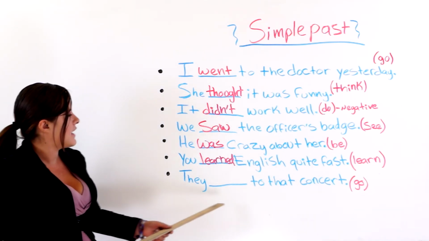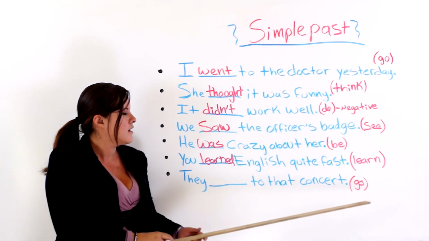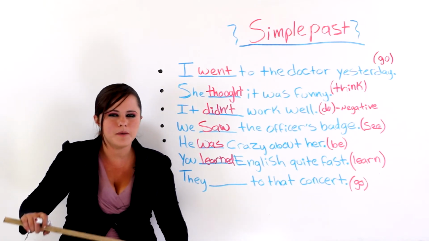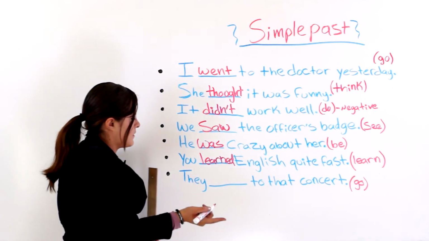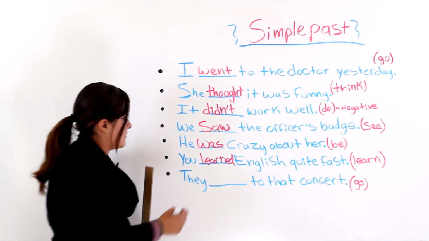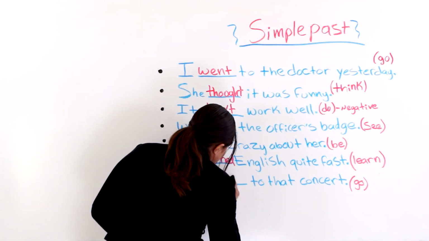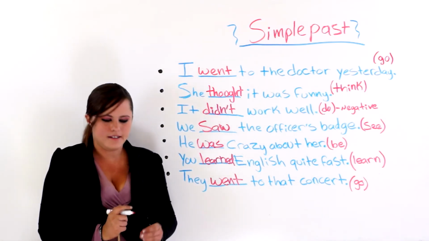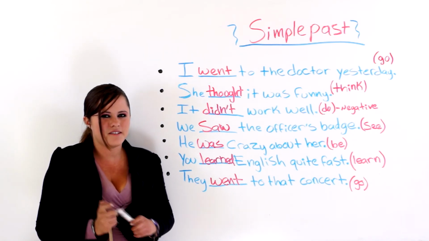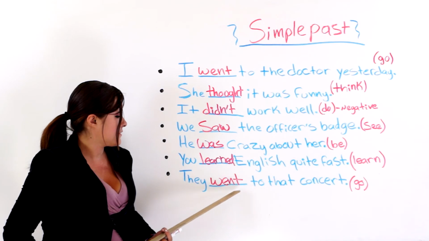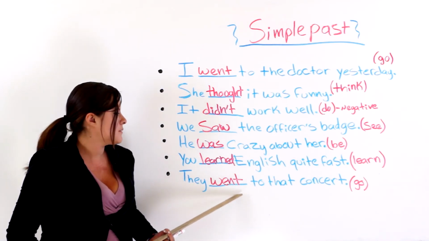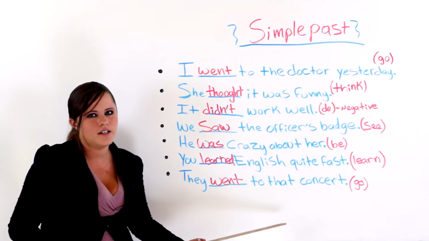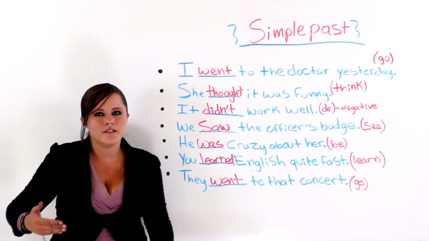Okay, next one. They blank to that concert. Okay, "go." That's the verb we're gonna use here, but in simple past, which would be "they went," right? Why "went" and not "gone"? Again, this is a simple past. We're supposed to use the verb in the simple past, okay? If we use a past participle, it would change the whole meaning and the whole tense, okay? "They have gone," okay? Not "they gone," okay? That would be the present perfect.